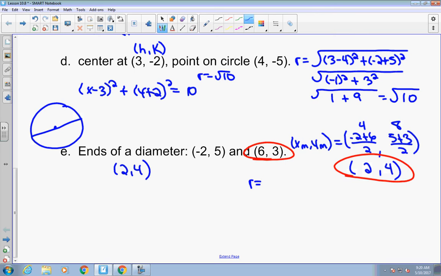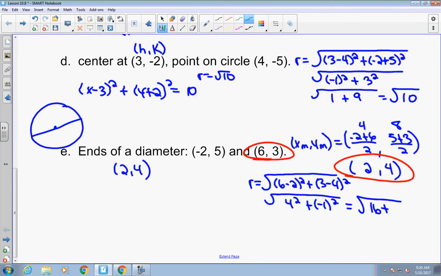So we do 6 minus 2 quantity squared plus 3 minus 4 quantity squared. That's going to be 4 squared plus negative 1 squared, which is 16 plus 1, which is radical 17.